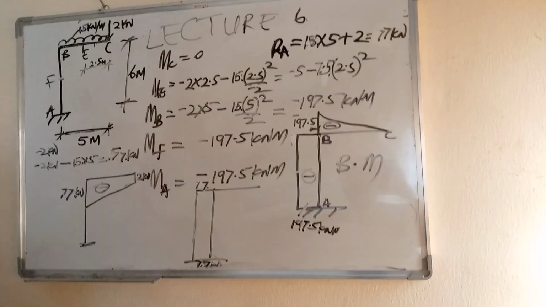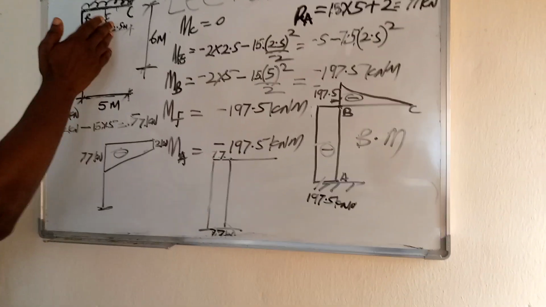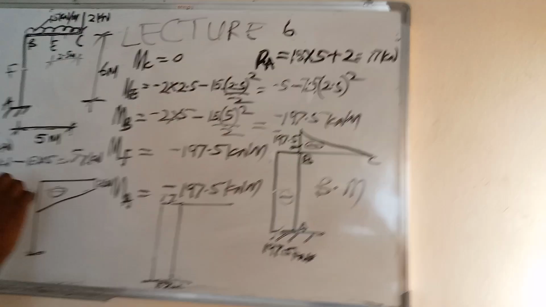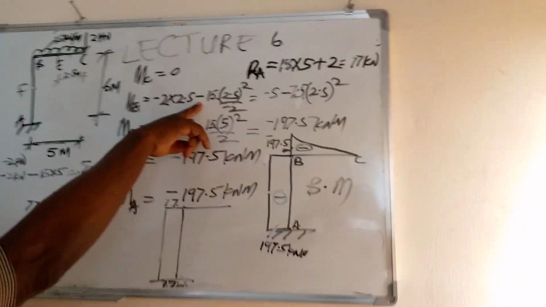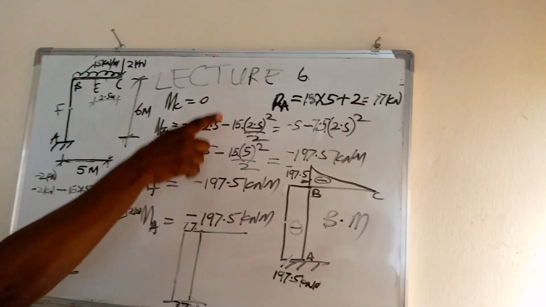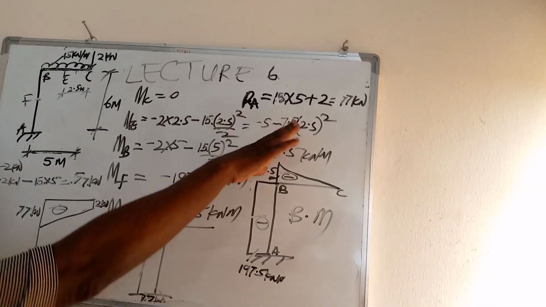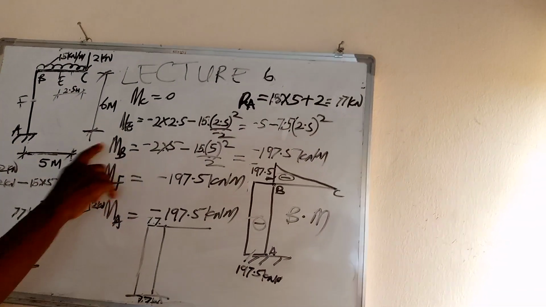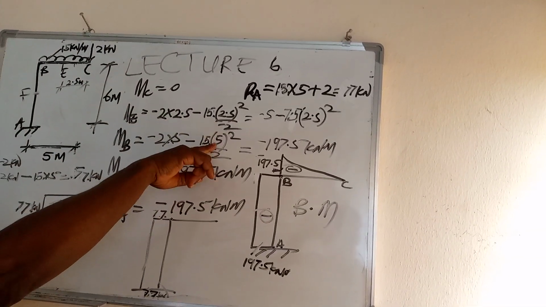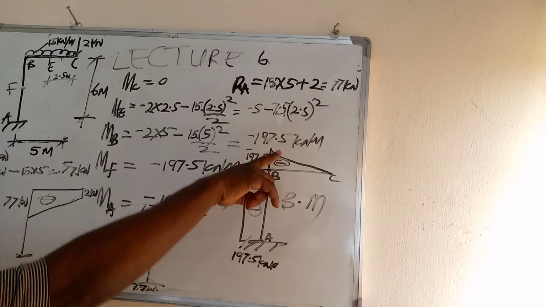So at point E, the bending moment is 2 times 2.5, perpendicular distance, minus 15 times 2.5 times 2.5 over 2. That is how we have 15 times 2.5 squared over 2. That is the moment at E. The moment at B is minus 2 times 5, the length, then minus 15 times 5 squared over 2, which gave minus 197.5 kilonewton meter.